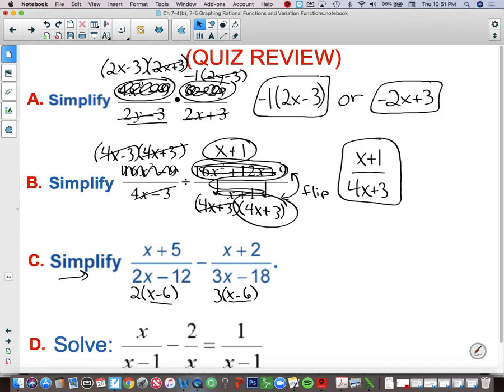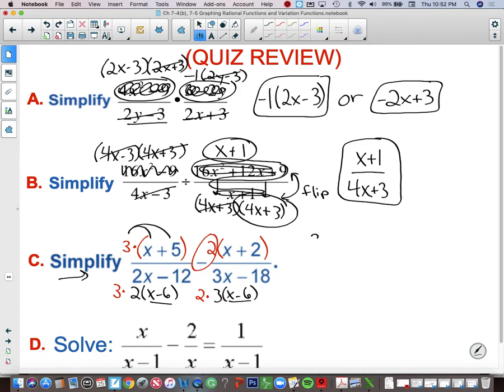So we need to get that to be a 6. So I'm going to multiply this one by a 3. And that would distribute. And I'm going to multiply this one by a 2. And that would distribute as well. But with the 2, the negative goes along with it. Okay, don't forget that. So let's distribute here. Boom, boom. And then we will combine like terms in the numerator. So we have 3x plus 15 minus 2x minus 4. That's what's in our numerator. Okay, that's just everything up in the top.